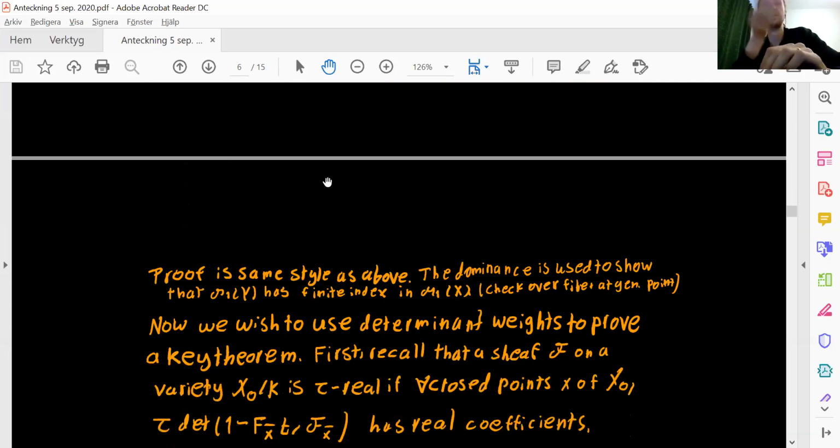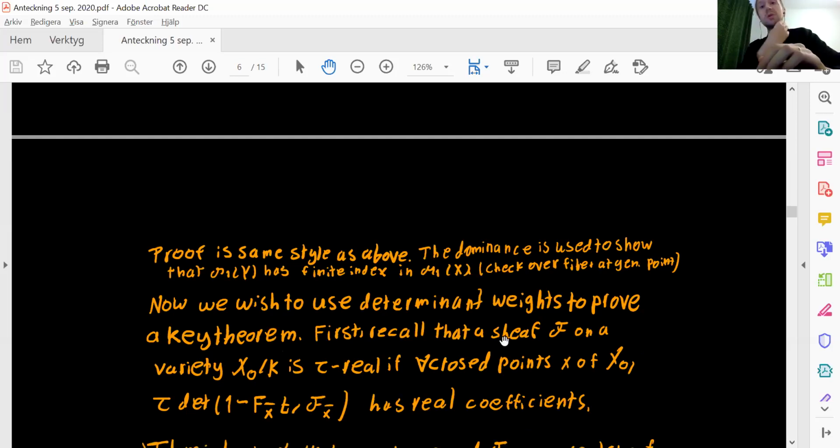Now that we have defined determinant weights, we want to prove our key theorem for today. First, let us recall that a sheaf f on a variety, or algebraic scheme really, x over k, is tau real if for all closed points x of x0, the characteristic polynomial, the determinant of 1 minus the geometric Frobenius of x times t acting on f x bar, embedded by tau, has real coefficients. So a sheaf is tau real if this characteristic polynomial has real coefficients.